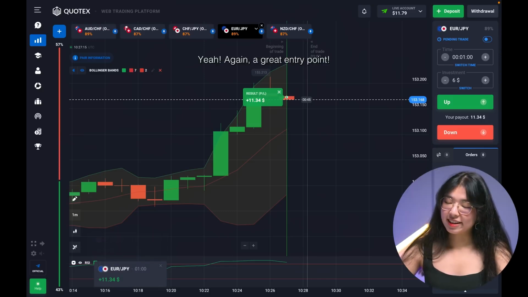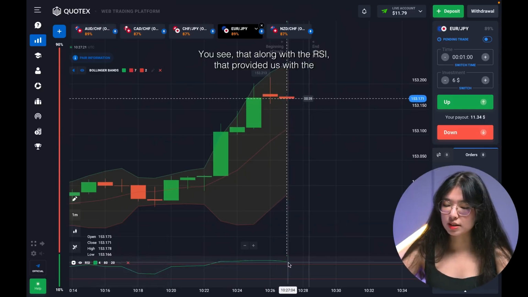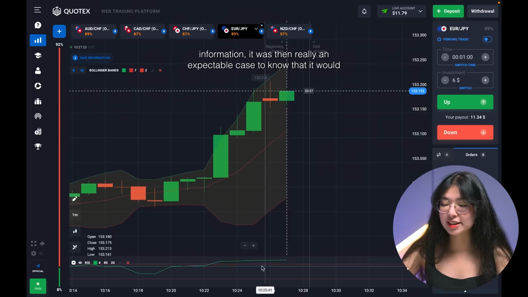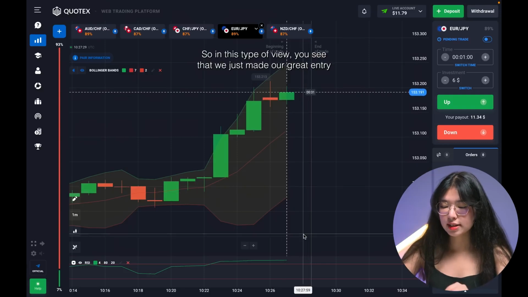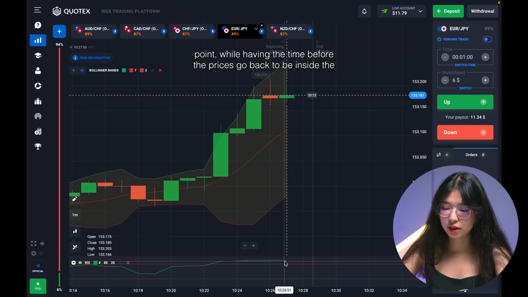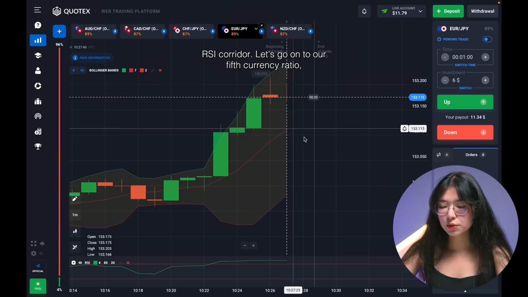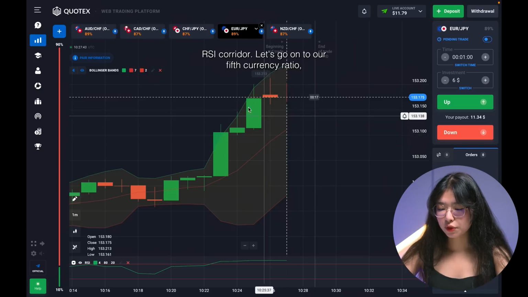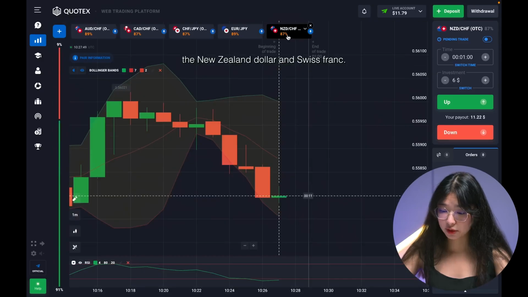Again guys, again a great entry point. You see that along with the RSI that provided us with the information, it was really an acceptable case to know that it would go a bit lower. So in this type of view, you see that we just made our great entry point while we haven't had the time before the prices go back to be inside the RSI corridor. So let's go on to our fifth currency pair, the New Zealand dollar, Swiss franc.